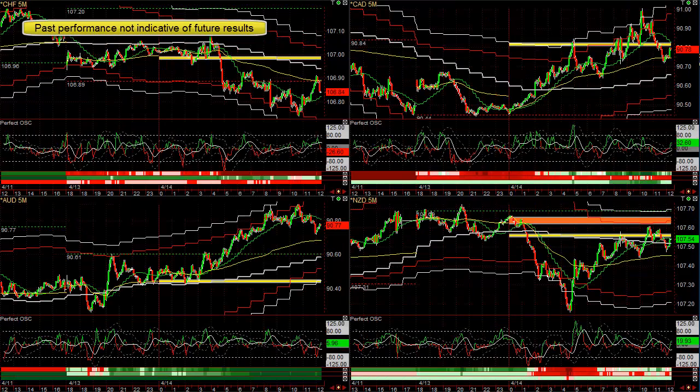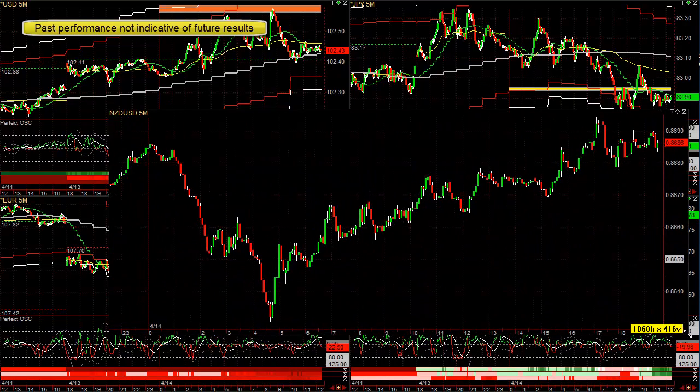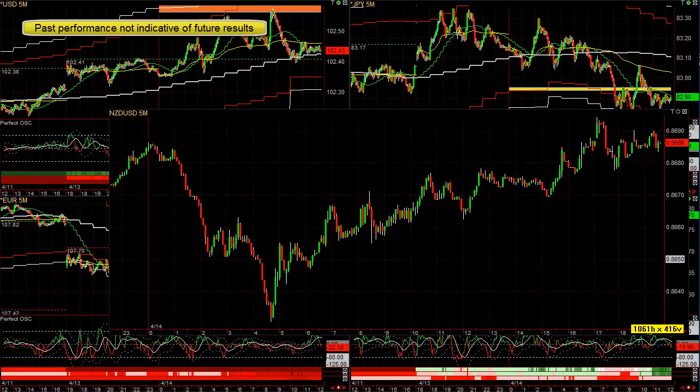Let me make sure this is right. Yeah, the New Zealand's weak, the dollar's strong. We're looking for sells in this earlier in the day, especially when the dollar was pulling back and making higher highs. So here we have a sell right here. If you got short right here, you can do quick little scalps, or if you're a longer term trader, you probably might have got stopped out there.